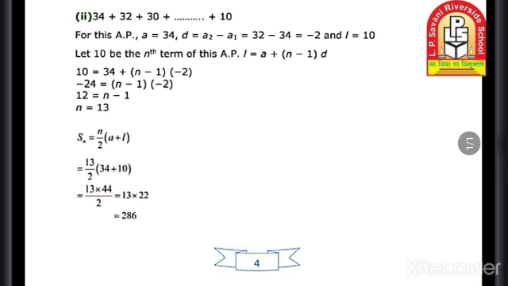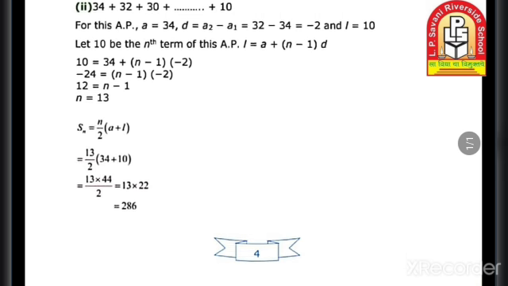34 plus 32 plus 30 up to 10 you have to find.